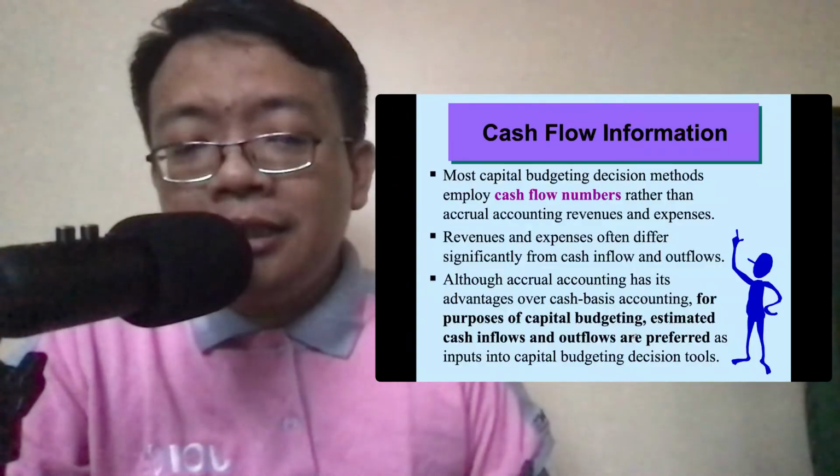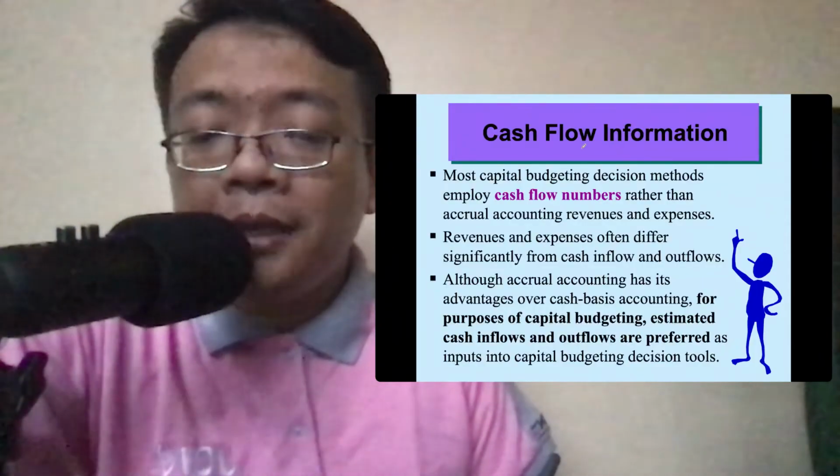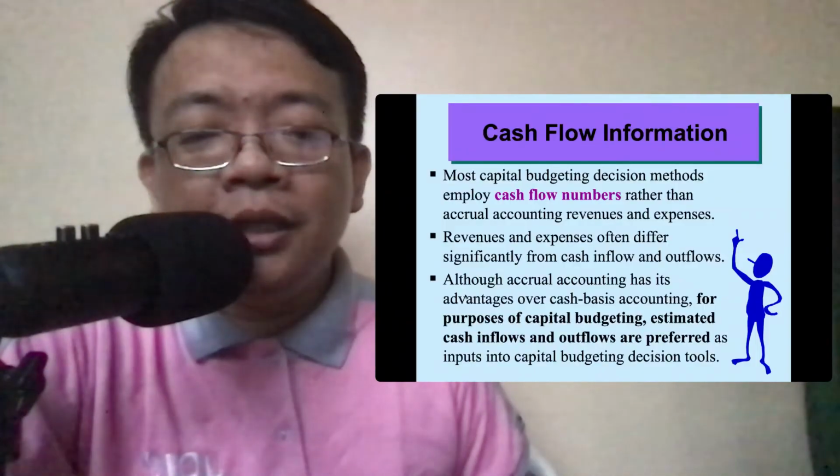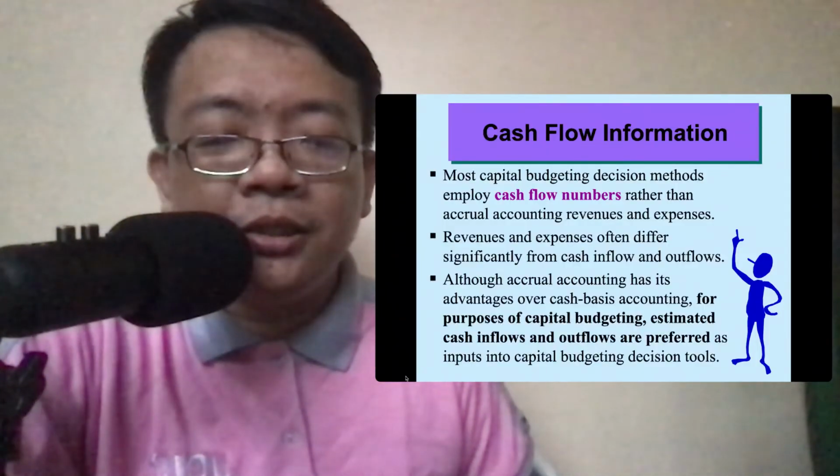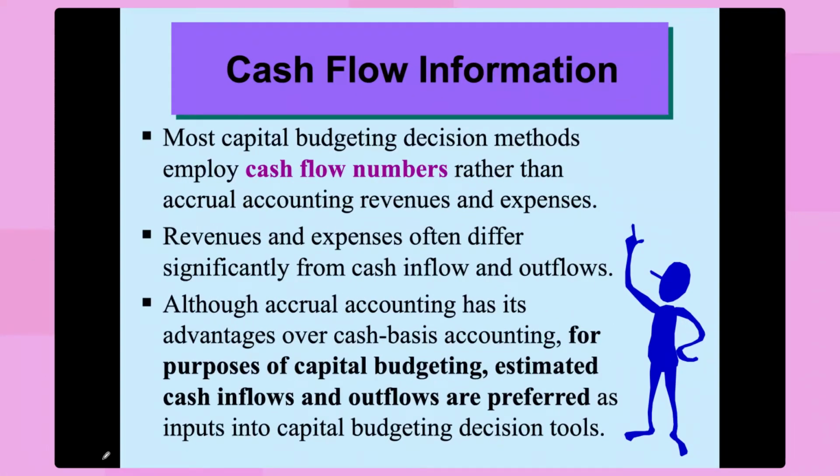That's why also, again, as discussed a while ago, capital budgeting should involve what? Cash flow numbers. Alright. Take note of this one. Capital budgeting involves cash flow numbers rather than accrual accounting. Today it is more on the cash flow numbers. We will not have the accrual as discussed in your accounting. Why? For the purpose of this capital budgeting, estimated cash inflows and outflows are preferred for the meantime.